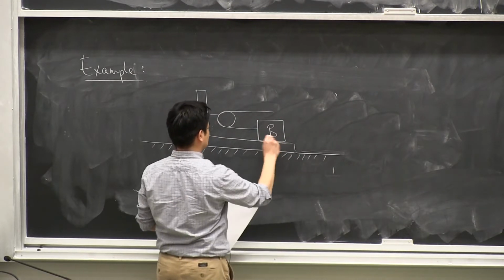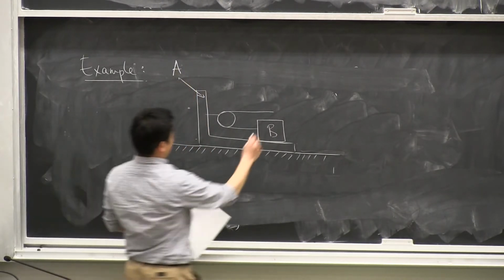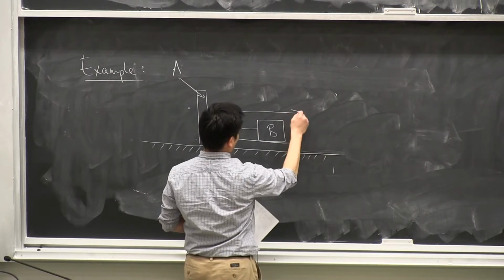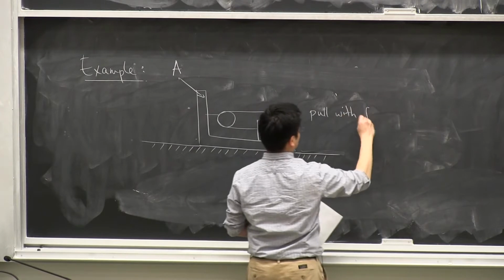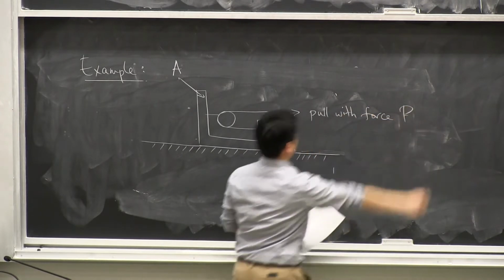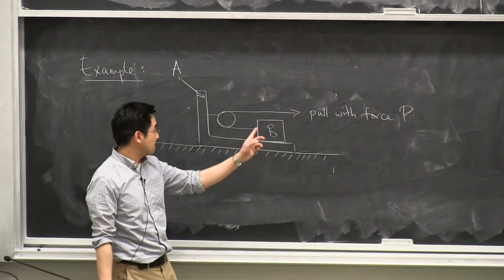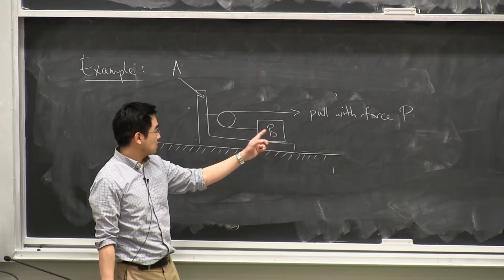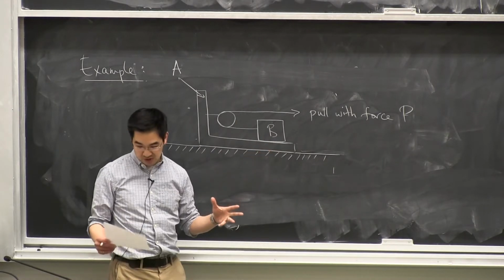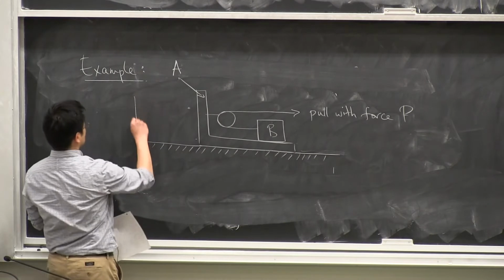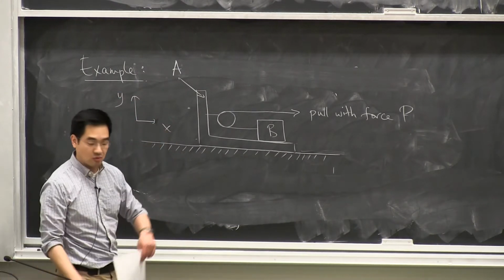And there is a mass sitting on the L block. I'm going to call this mass B, and I'm going to call this L bracket A. And this string, I'm going to pull with force P. So you're pulling the rope. We're going to figure out what force to pull it at. The B is sitting on top of the L bracket A, and I haven't told you anything about the frictions yet. Let's do Y positive upwards and X positive to the right.